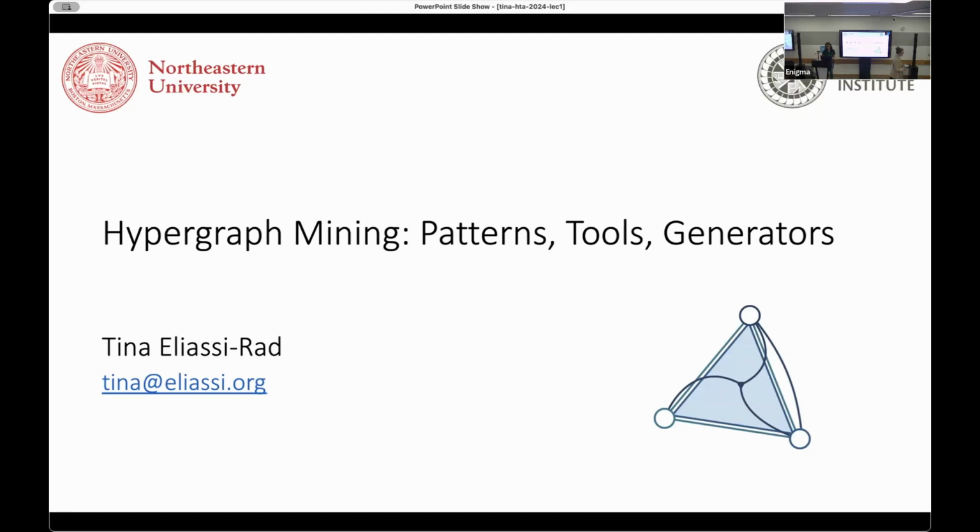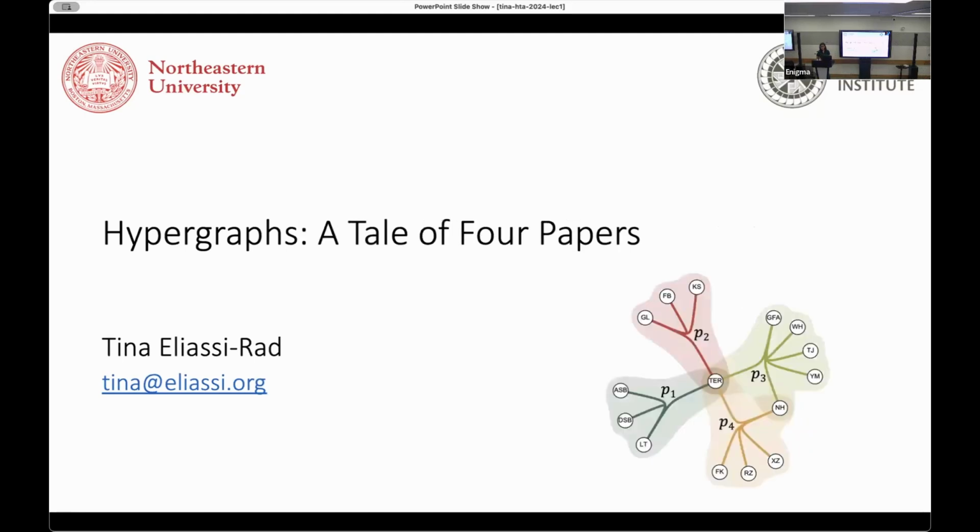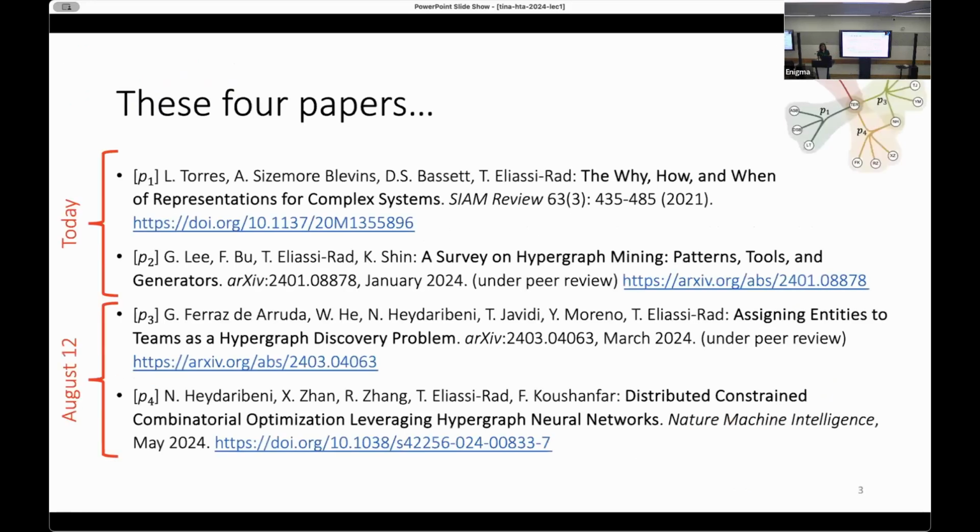Thank you to the organizers for inviting me, and thank you all for being here. What I originally wanted to talk to you about was a tale of four papers presented in this hypergraph. But then I was asked to give two talks. So I'm going to talk about the first two papers today and the other two papers on August 12th upon my return. By then I may have two other papers on hypergraphs in preprint, so I may foreshadow those at that time.